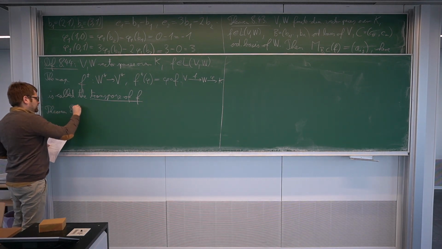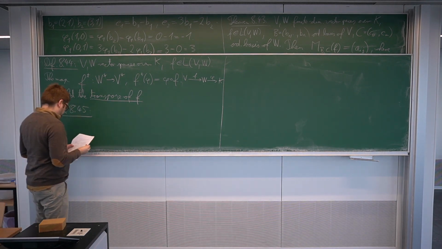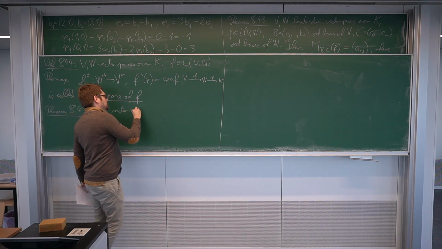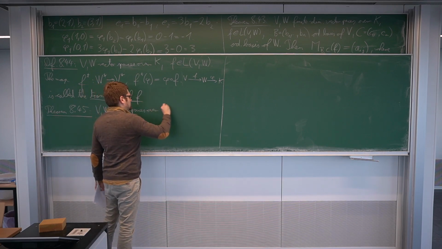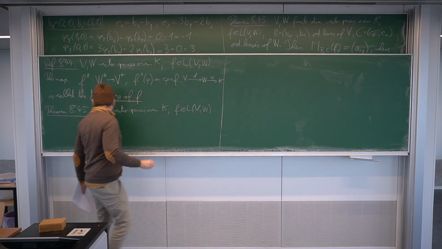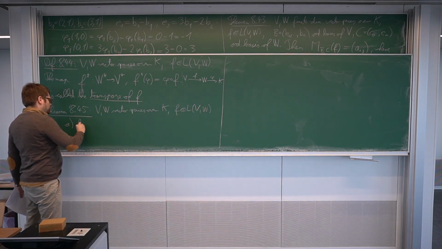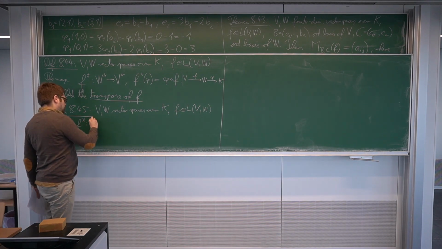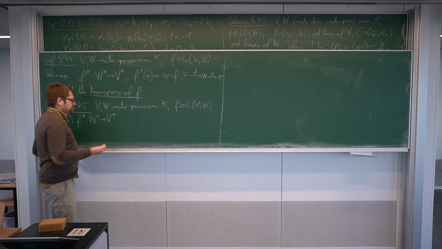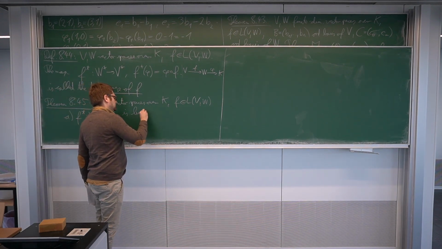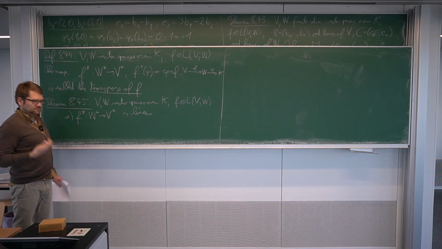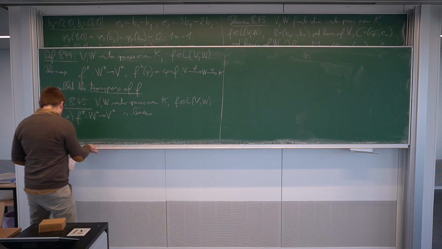Theorem 845. Again, V and W vector spaces over K, and F a linear map from V to W. Then, first of all, the transpose, which goes from W star to V star, is now again a map between vector spaces, and this is linear. So if I take the sum of two covectors, the value of F^T on this is the sum of the two. So this is all, again, linear.